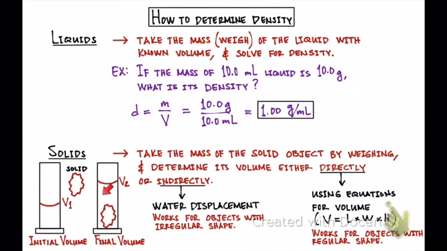So this change in volume is the volume of the solid, because again, solids take up space. And what that means is space in terms of volume. And so the volume of the solid is equivalent to V2 minus V1, meaning the final volume minus the initial volume.